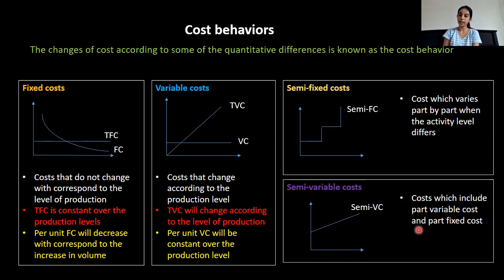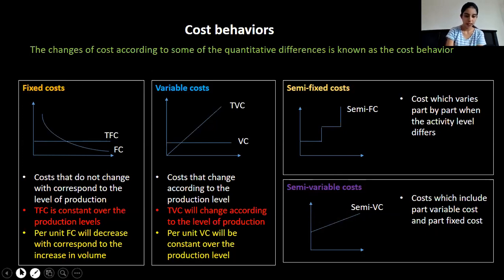For example, we can take telephone bills. In a telephone bill, if you carefully identify, they're charging a monthly fixed rental plus a varying amount based on your usage, talk time. So that is an example of semi-variable costs.